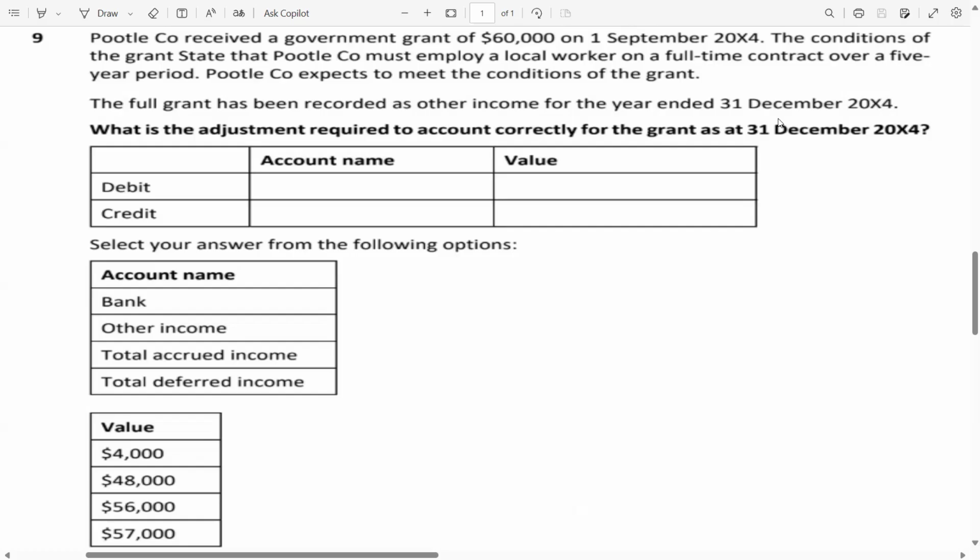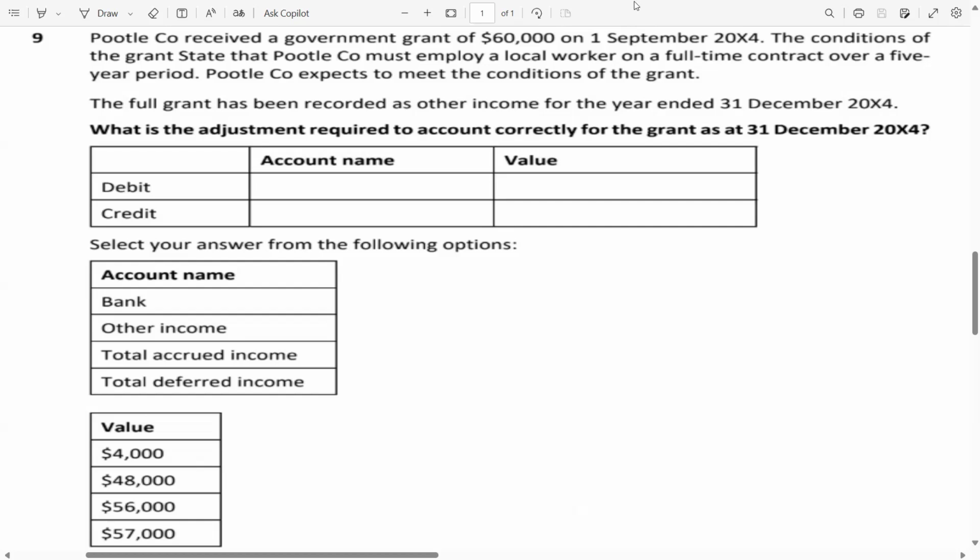Now guys, Pootle company can recognize the grant but not the full grant in the year ended 31st December 2004. Why? Because the grant was received on 1st September 2004 and you are doing the accounting for 31st December 2004. So from 1st September to 31st December it becomes 4 months. So only 4 months of income should be recognized. So there is an overstatement in other income. We have to make the correcting entry.